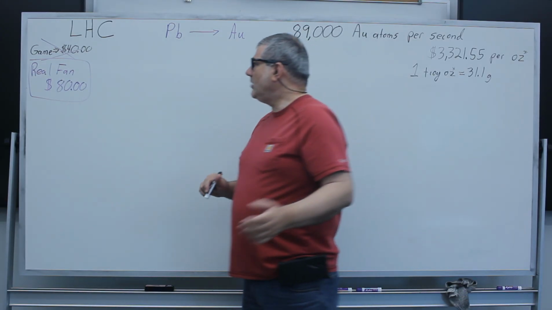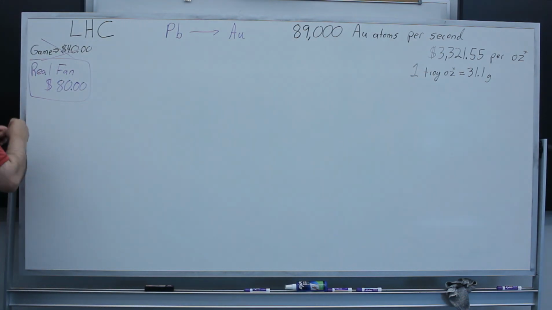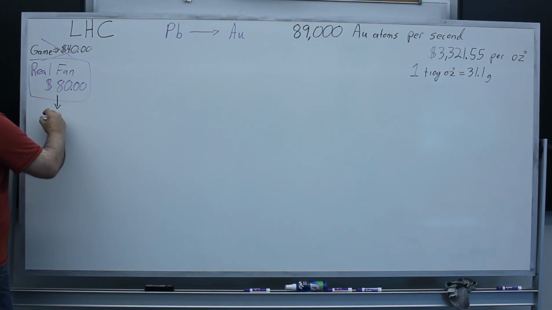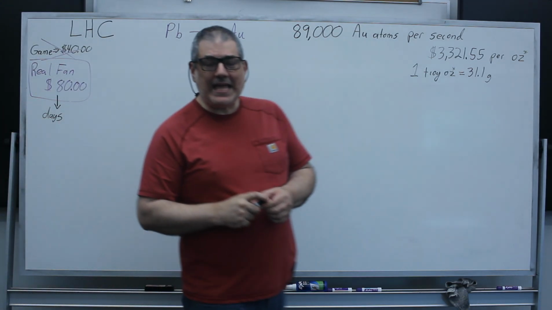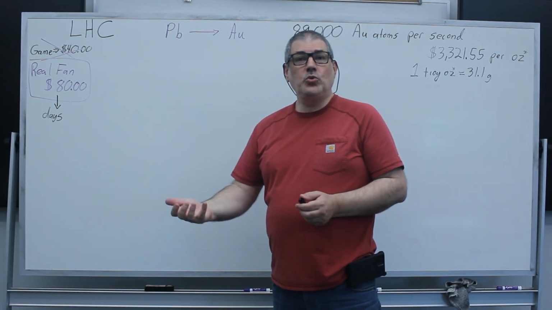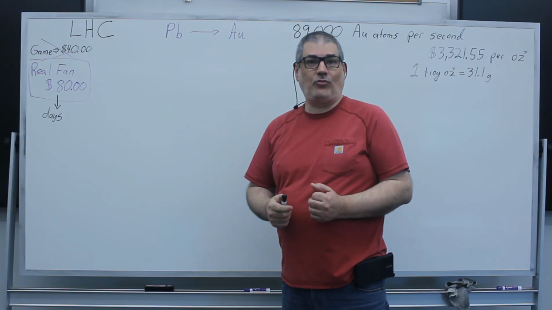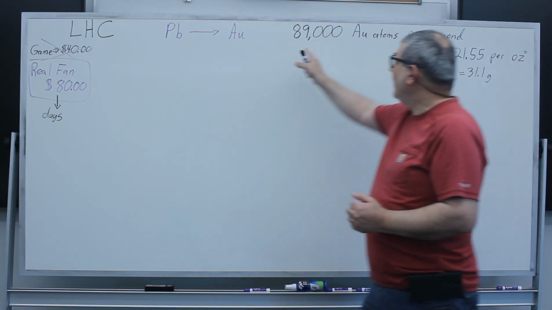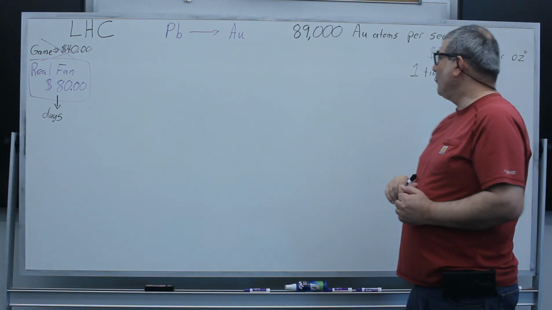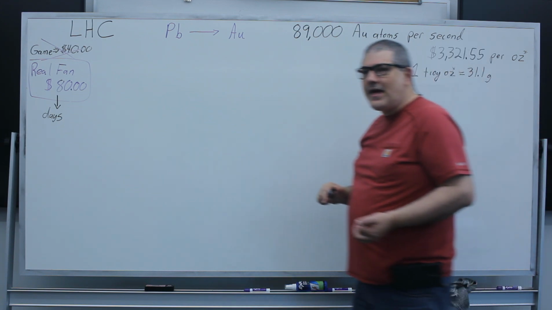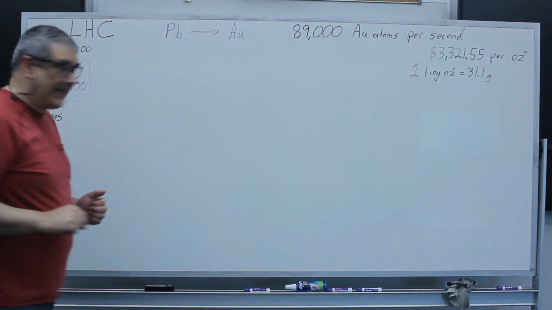And so what we want to know is how many, let's pick a unit of time. And this is completely arbitrary. Let's go with days. Okay? How many days will it take us to raise $80 and achieve our status as real fans? Using this alchemy type of reaction, converting lead to gold, at a rate of 89,000 gold atoms per second. Okay?